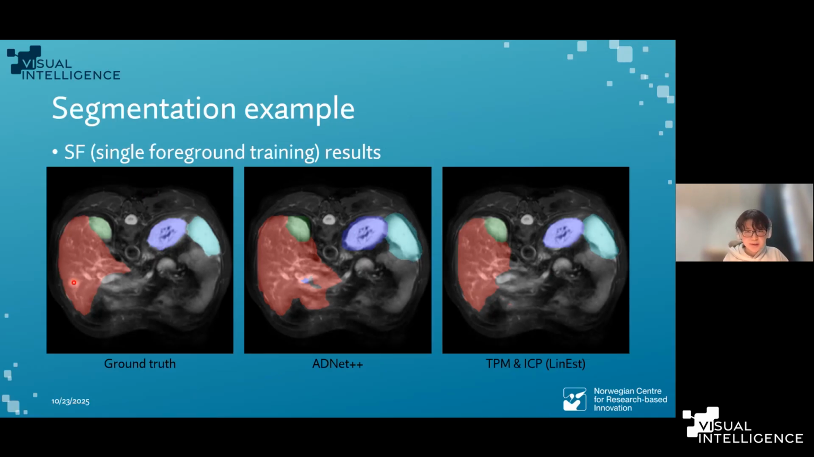And this is a multi-class segmentation result with single foreground class training. This is the ground truth, and this is based on ADNet++, the previous IO separation model, for multi-class segmentation, and this is based on our model with estimated ICP. And we can see that using ICP tends to move the decision boundary close to the object boundary. Maybe it is not so visible, but you can see that the decision boundary for this class is closer to the object boundary.